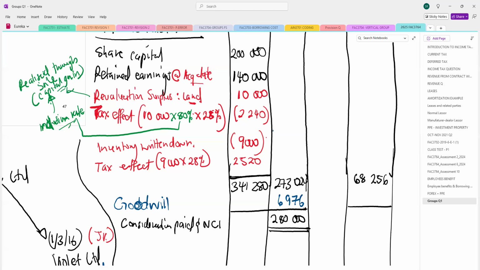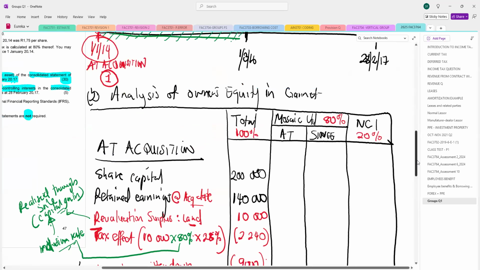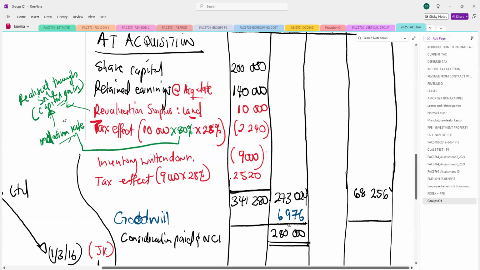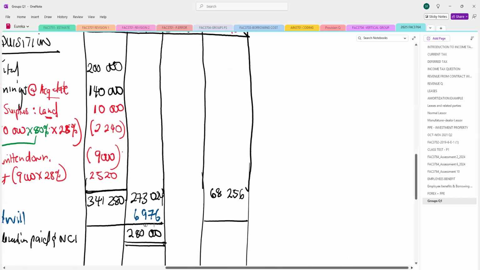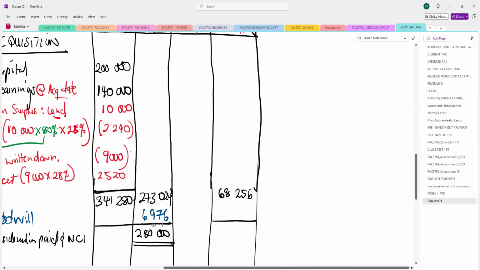That's the amount that goes there. Now, remember I said we look at it differently, separately. We look at the parent separately and the NCI as well. So the NCI may also have goodwill. So how do I know if they have goodwill or not? We have to check which method is being applied.